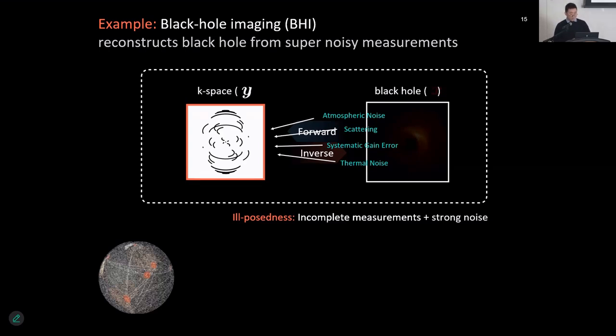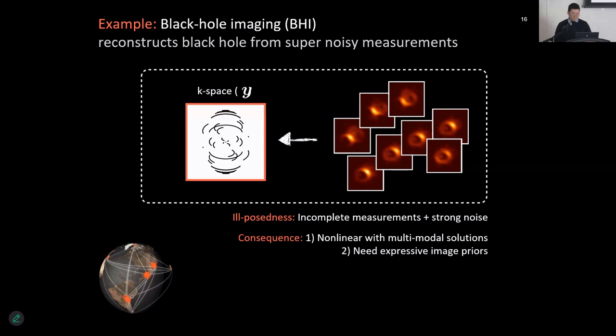This makes the problem ill-posed in the sense that the measurements are incomplete and there is super strong noise present. Due to the strong noise, the phase information in the measurements is generally lost. So BHI is a nonlinear inverse problem, just like phase retrieval. In summary, there are two consequences of this ill-posedness. First, we have a nonlinear forward model with multimodal solutions. Second, we need really expressive image priors to compensate for the severe loss of information.